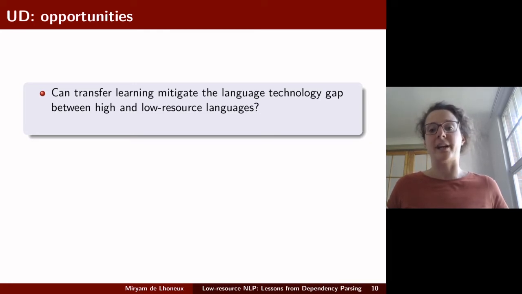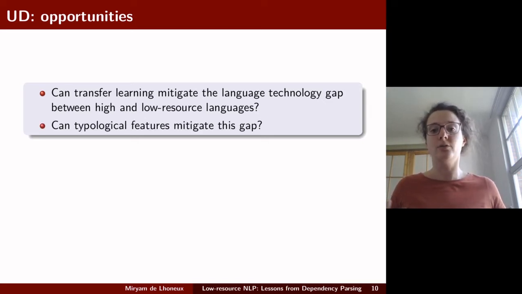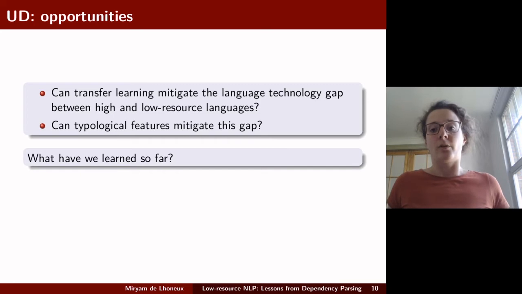For example, we can ask the question of can transfer learning mitigate the language technology gap between high and low resource languages. We can also look at the usefulness of using typological features to mitigate this gap. So in this talk, I'm going to try to summarize what we've learned so far from asking these questions in dependency parsing in the last few years.